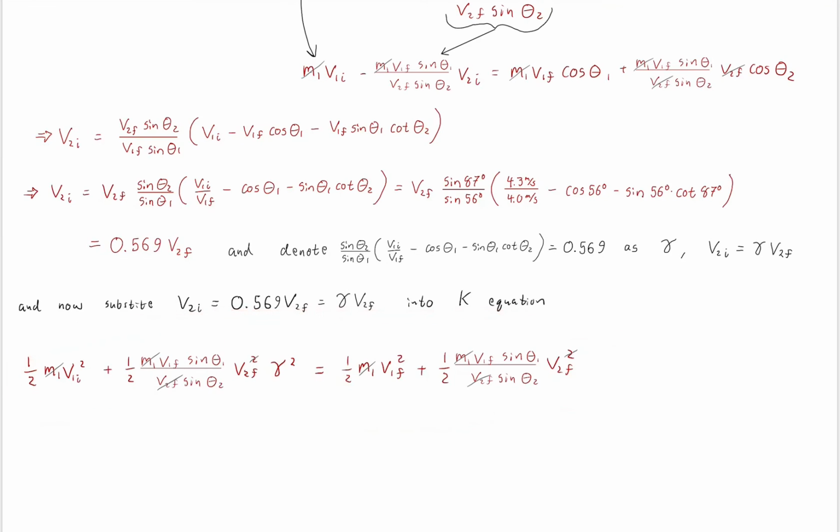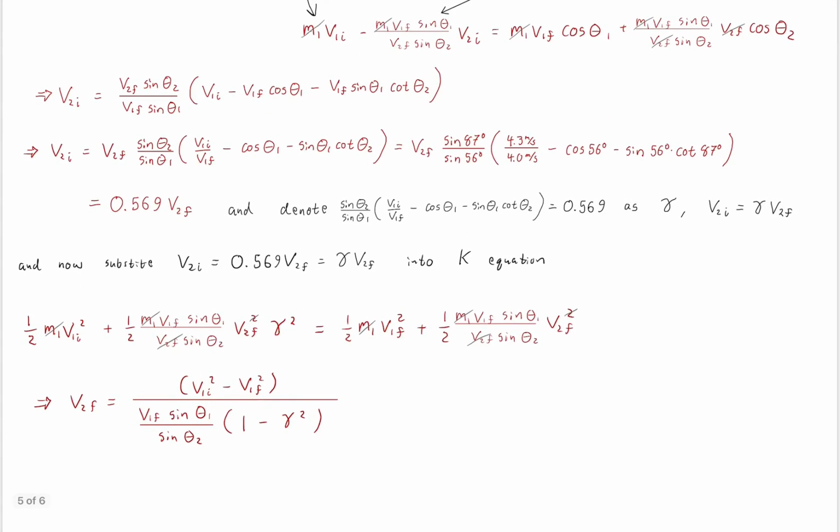Why have I done that? Well, now I finally have a single equation with a single unknown. My only unknown is V2 final. When I simplify it and solve for it, it isolates pretty nicely. Again, there's a lot of algebraic footwork to go from this step to this step. This gamma is just a number, 0.569. Then I plug in all my values, including the gamma coefficient I solved for, and there we go.